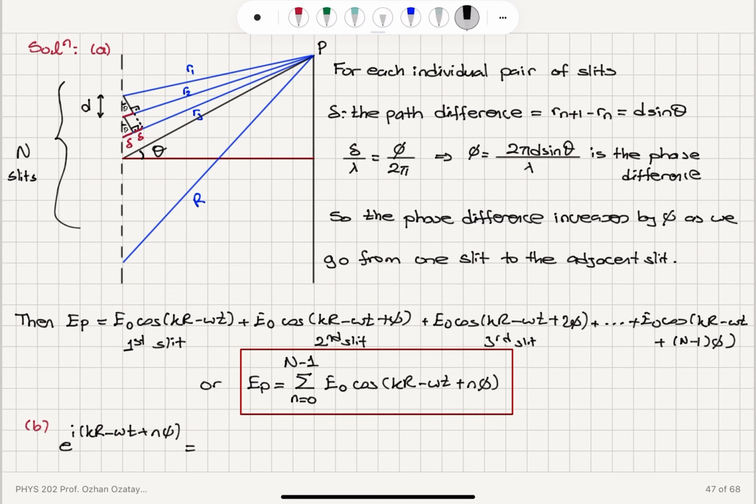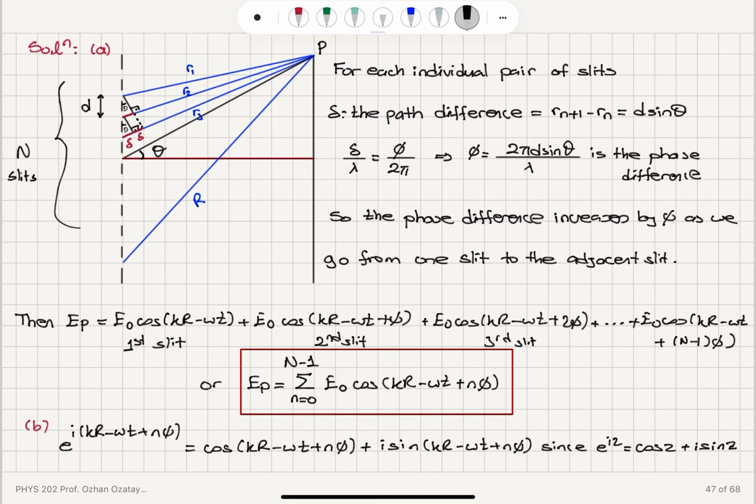according to this expansion can be written as cosine (kr minus omega t plus n phi), the real part, plus the imaginary part, i sine (kr minus omega t plus n phi). This is because we can write e to the iz as cosine z plus i sine z, real part plus i times the imaginary part.